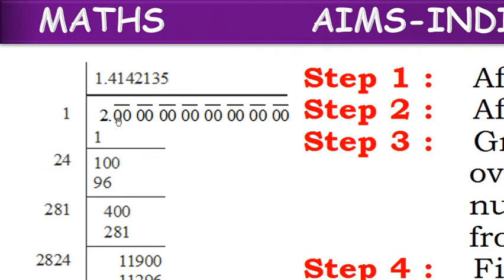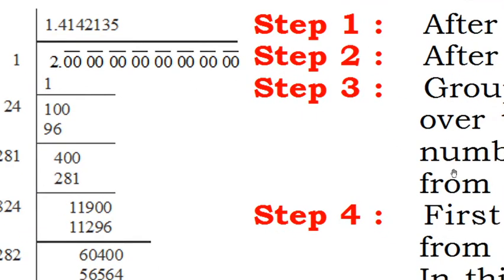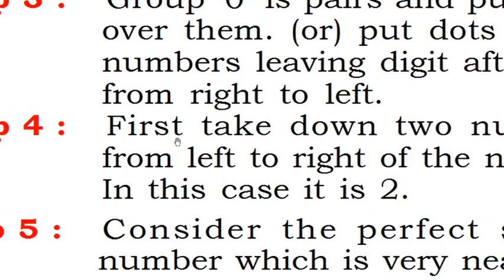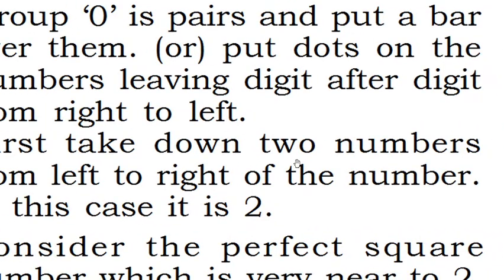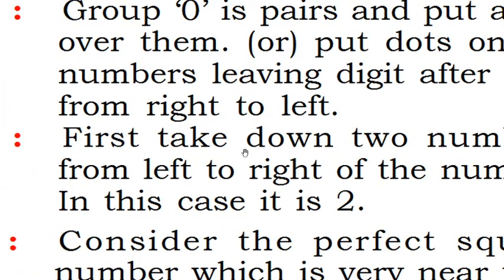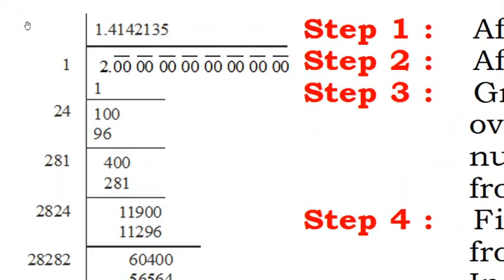So here 2 zeros, we can group them with a bar. 2 zeros, 1 bar, 2 zeros, 1 bar, 2 zeros, 1 bar, like that. Step 4: first, take down 2 numbers from left to right. Here we can explain directly, children.